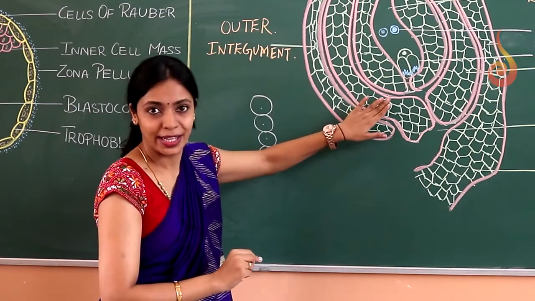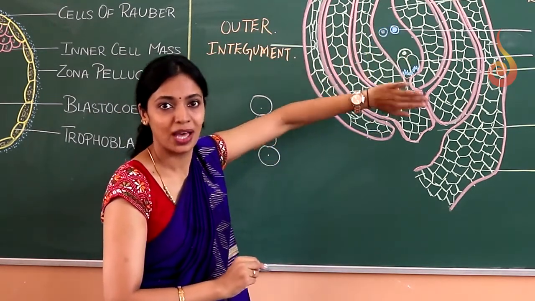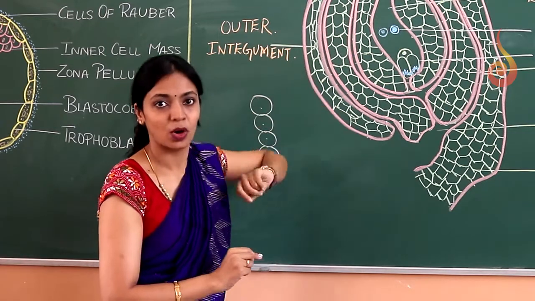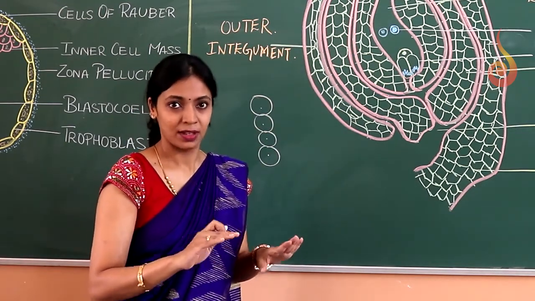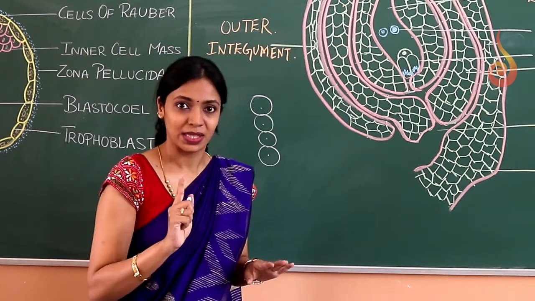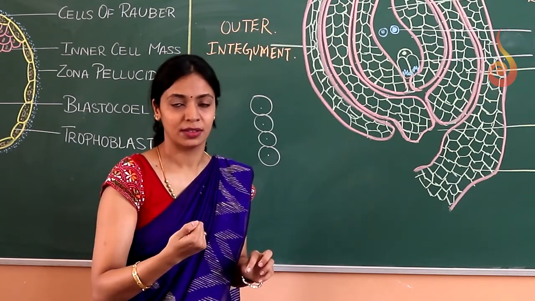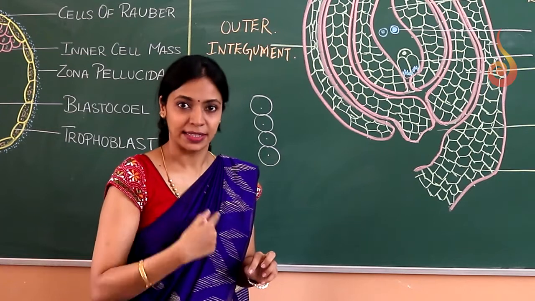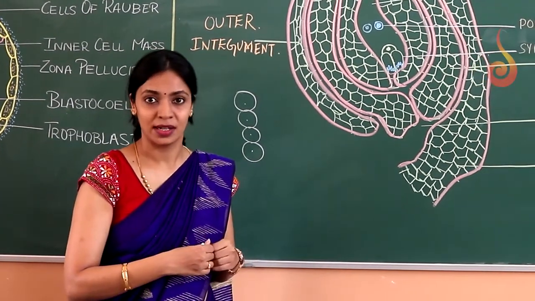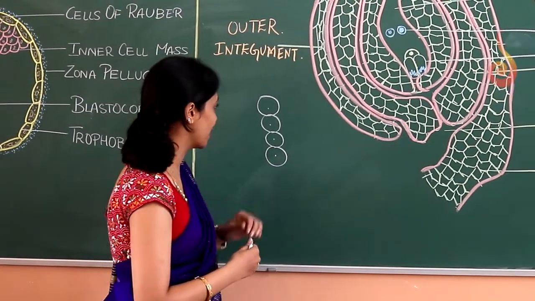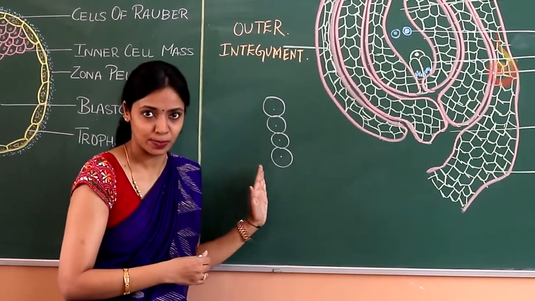So, these are the two integuments. Within the integument, you have a homogeneous tissue called the nucellus. All of the cells of the nucellus will appear similar except for one. This one cell will have a prominent nucleus and a dense cytoplasm. This cell is called the megaspore mother cell. The megaspore mother cell will undergo meiotic division to give rise to 4 haploid megaspores.